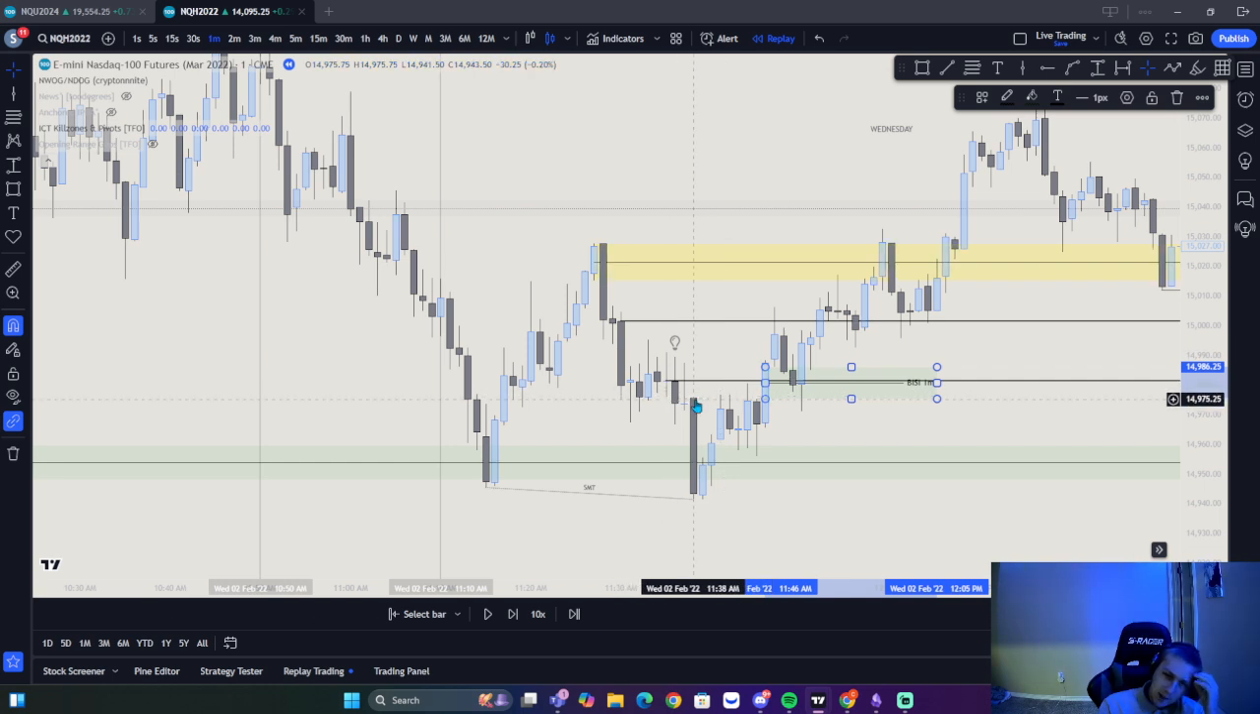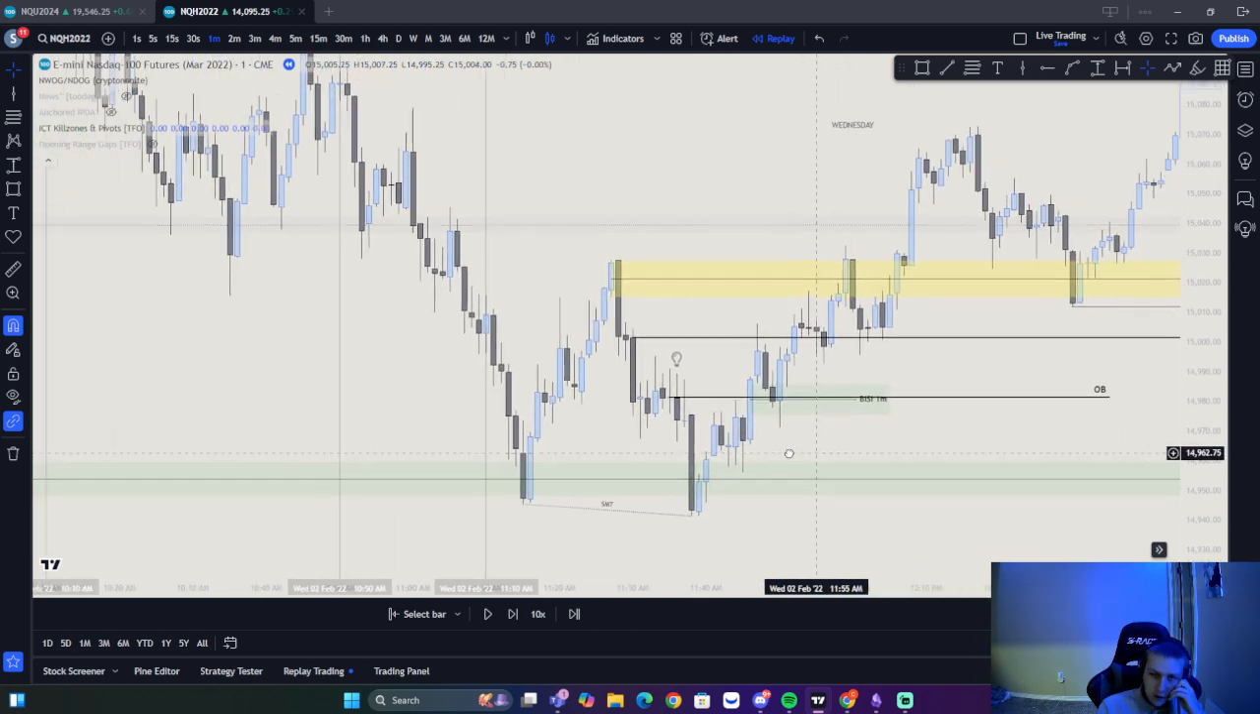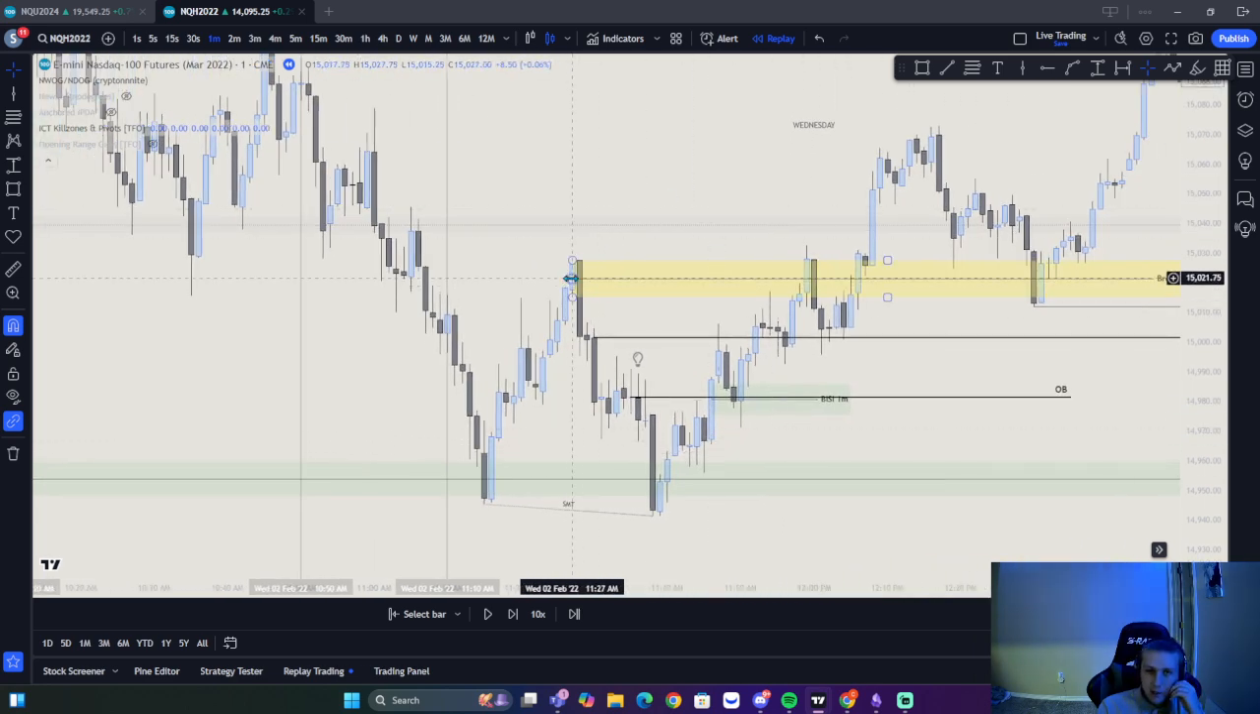This, in my opinion, is one of the highest quality order blocks. We take liquidity here. It's a very beefy down close candle with pretty much no wick. That is one of the best order blocks. Then we trade higher. This now becomes our breaker.